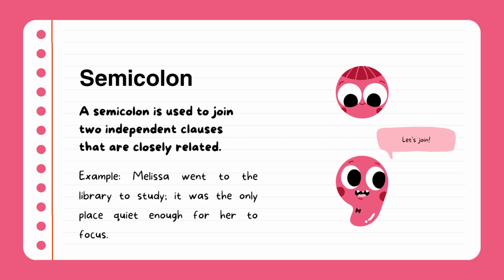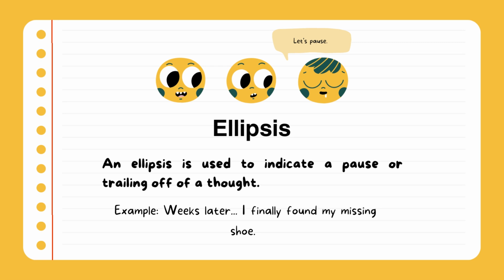Semicolon. A semicolon is used to join two independent clauses that are closely related. Example: Melissa went to the library to study; it was the only place quiet enough for her to focus. Ellipsis. An ellipsis is used to indicate a pause or trailing off of a thought. Example: Weeks later... I finally found my missing shoe.